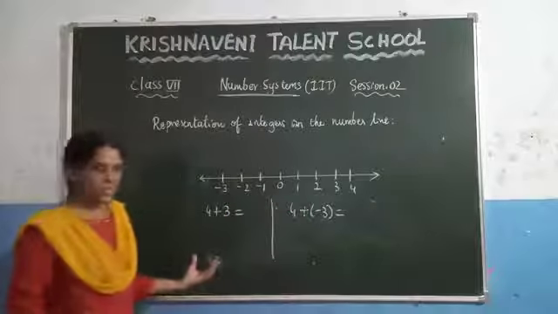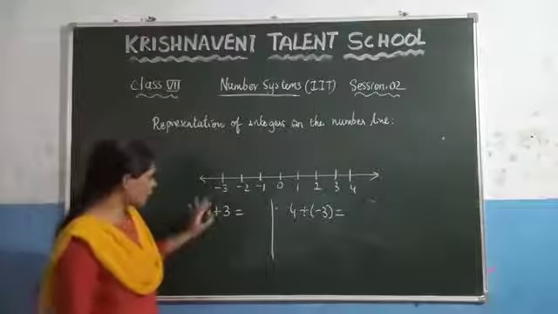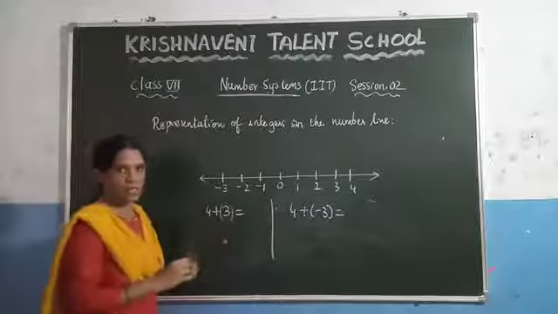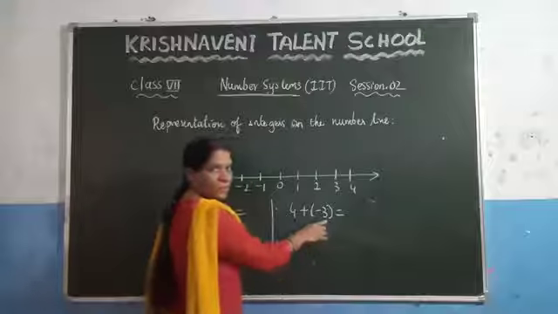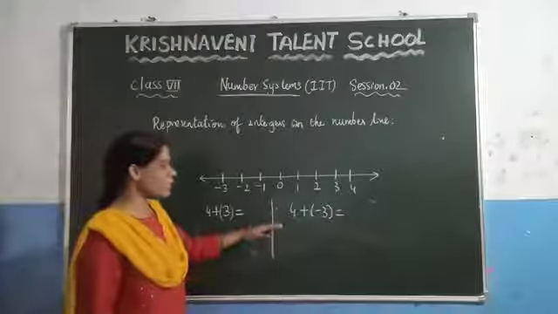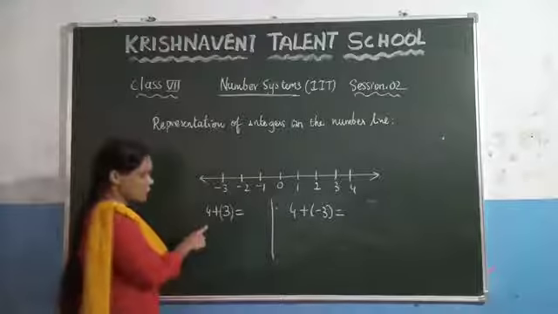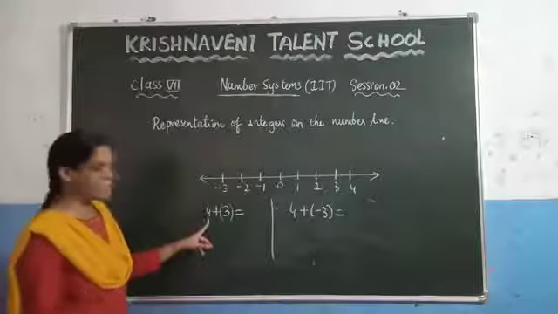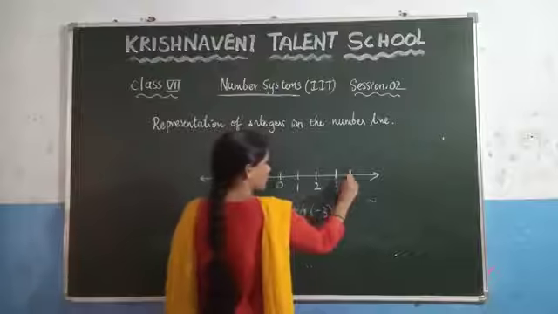Same numbers we took here, 4 plus 3, in which we added the positive number, and here we added the negative number. So if you take these two examples, let us consider how to represent them on the number line. Now if you want to represent this on the number line, you need to go to the first number. What is the first number here? 4. So go here, to the first number, which is 4.